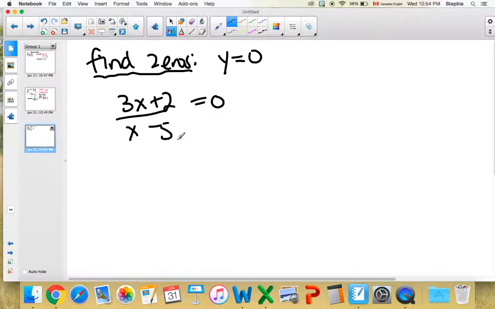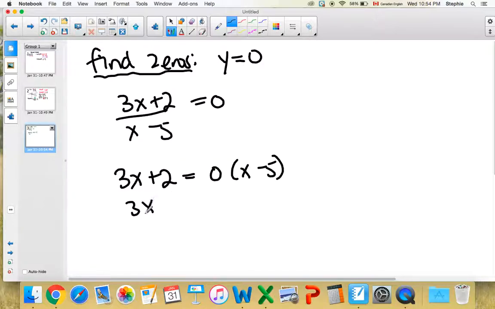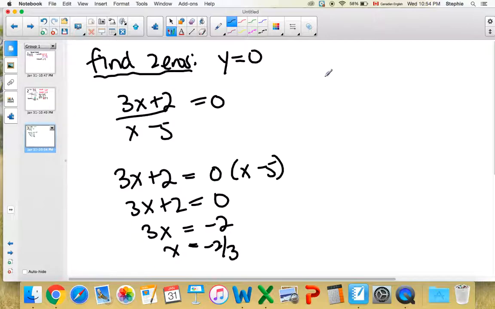Most people just cross multiply, which is fine. You do that and you say 3x plus 2 is equal to 0 times x minus 5, which makes 0. And then 3x is equal to negative 2. X is equal to negative 2 over 3. That's your zero. And the other thing you can do now is talk about when this function is positive and when it is negative.